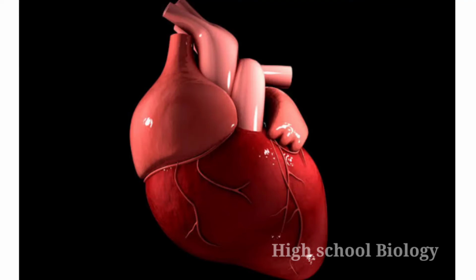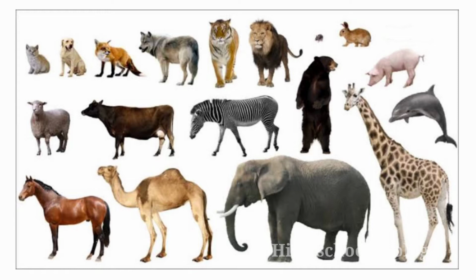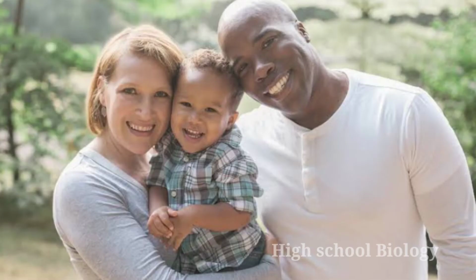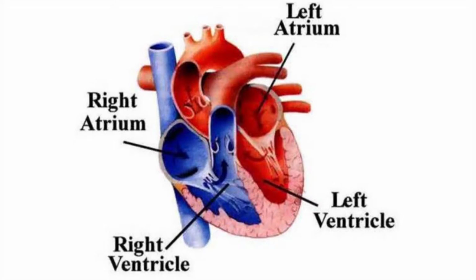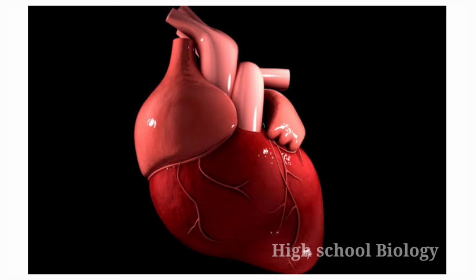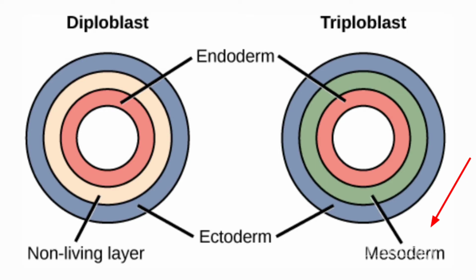Mammalian heart structure. Generally, all animals, mammals, including humans, have a four-chambered heart and a closed circulatory system. The heart is the chief pumping organ of the blood vascular system. It is a muscular organ derived from the embryonic mesoderm.